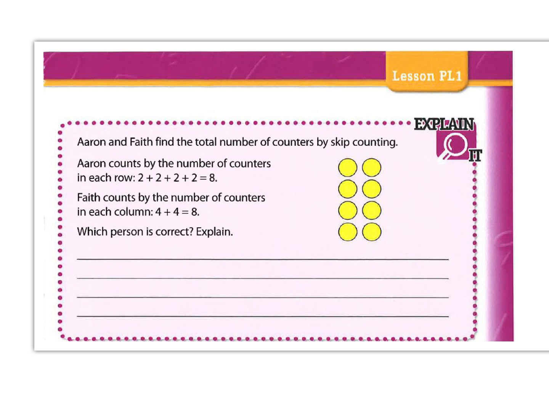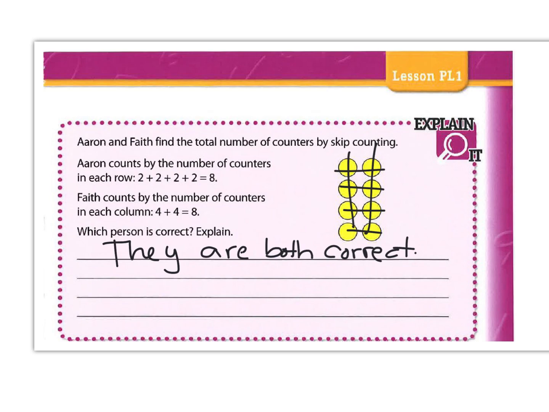Well, the total number is still 1, 2, 3, 4, 5, 6, 7, 8. So they just did it each way. So we would say they are both correct. So you could do it either way. You can count by rows, 2, 4, 6, 8, or you can count by columns, 4, 8.